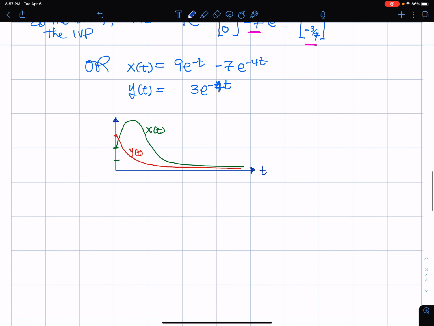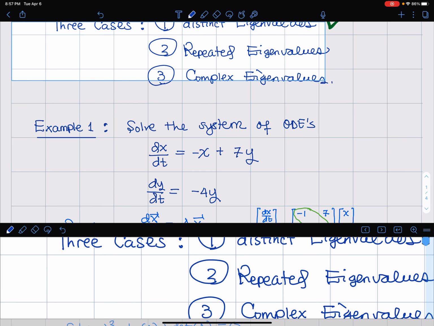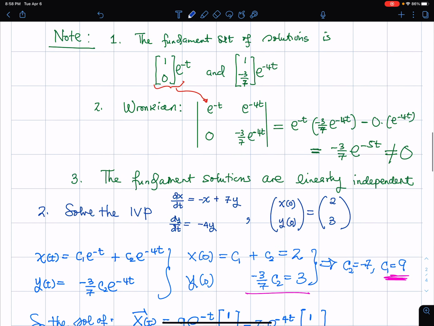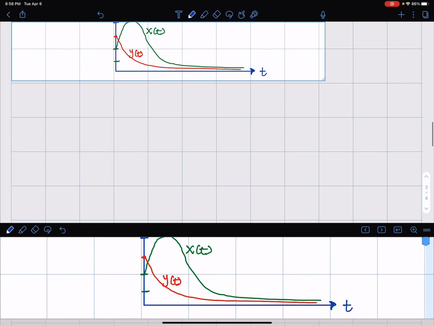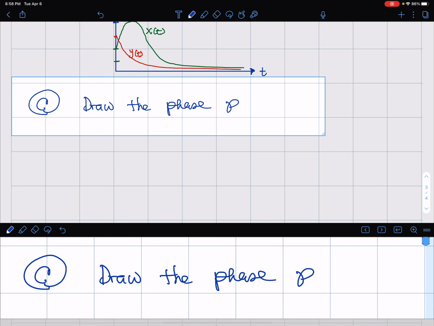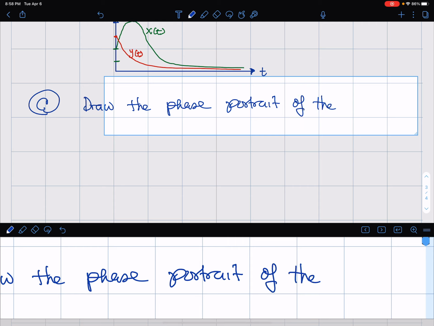Okay. The third thing I want us to do: let's call this one A, and then let's call this 1B instead of number 2. So 1C is something that I actually like. I want us to draw the phase portrait. I'll teach you how to do that. Draw the phase portrait of the equation.